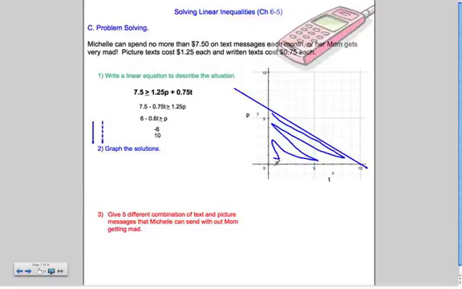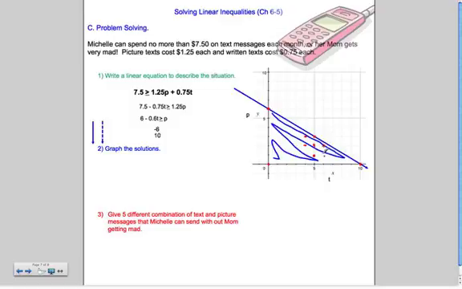Well, let's see. She could send nothing. We know 0, 0 works. If she sends no text, she's kind of boring, but she is under her budget, right? She could send 10 texts and no pictures. She could send 6 pictures and no texts. She could send 5 texts and 1 picture, right? She could send 4 texts and 2 pictures.